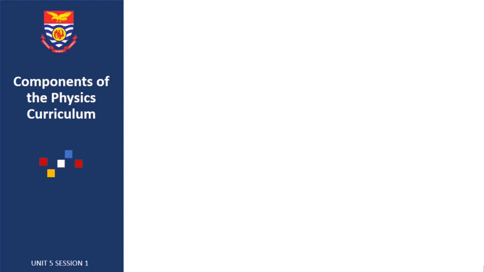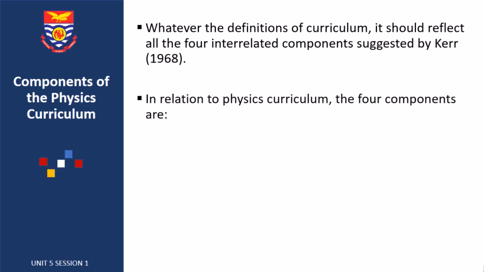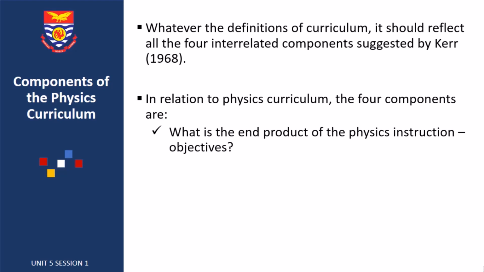Now, what are the components of the physics curriculum? We must understand that whatever the definitions of a curriculum, it should reflect all the four interrelated components that were suggested by Kerr in 1968. In relation to what Kerr suggested, the four components are: what is the end product of the physics instruction? This talks about the objectives of the curriculum. What is studied? Here, Kerr was referring to the content or the subject matter of the physics instruction.